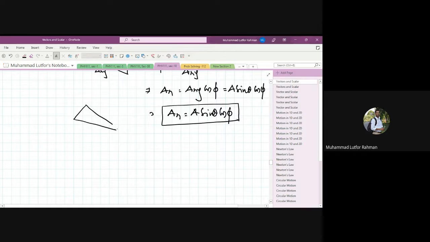This angle will be 90 degrees. Remember, this angle will be 90 degrees over here. This is your A_xy. This is your A_y. This angle is 90 degrees minus phi.